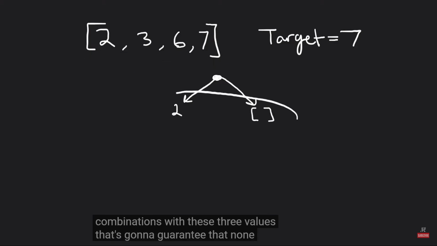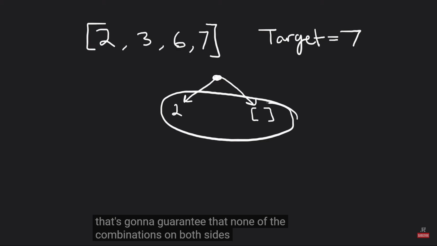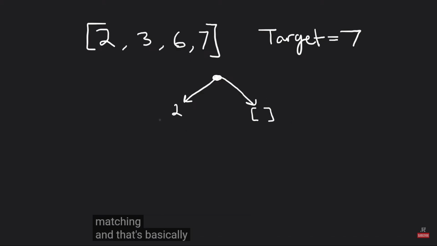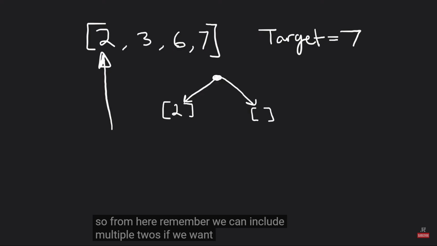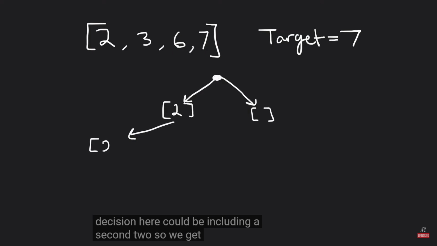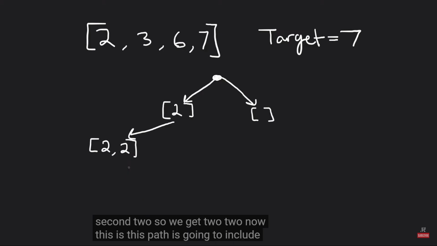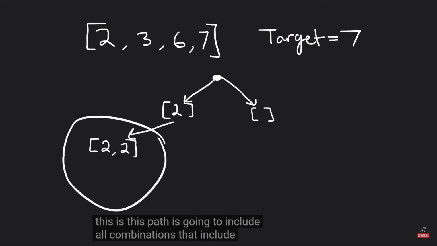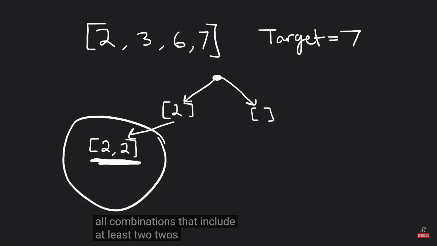That's going to guarantee that none of the combinations on both sides are going to be matching. And that's basically the logic that we're going to follow. So from here, remember, we can include multiple 2s if we want to, right? So one decision here could be including a second 2. So we get 2, 2. Now, this path is going to include all combinations that include at least two twos, right?